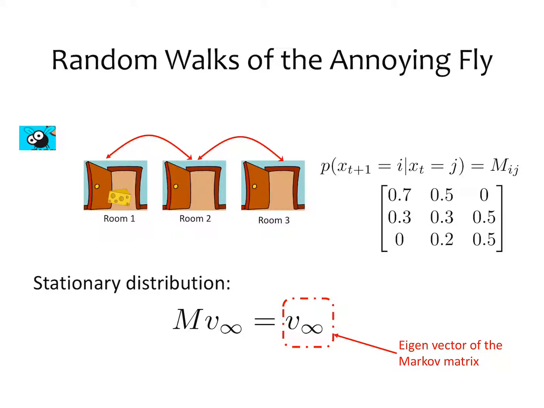It was only 3 states, 3 doors, and I can easily write it as a matrix. But the reason I'm trying to remind you about that example is that many of the algorithms we are going to see today are about this random walk and about this stationary distribution.